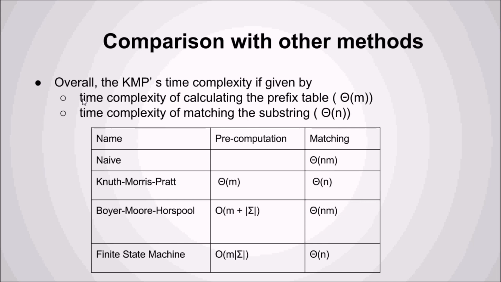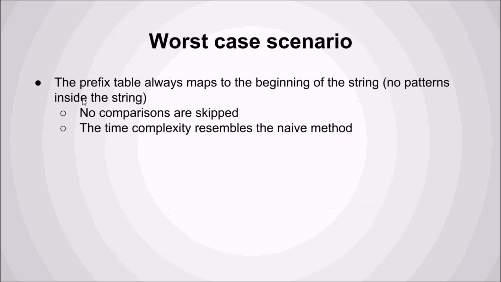Here is a table showing how KMP's time complexity compares against the other string matching techniques. In the worst case scenario, the prefix table is full of zeros, meaning it will always return us to the beginning of the string we're trying to match. If this happens, the time complexity resembles the naive method.